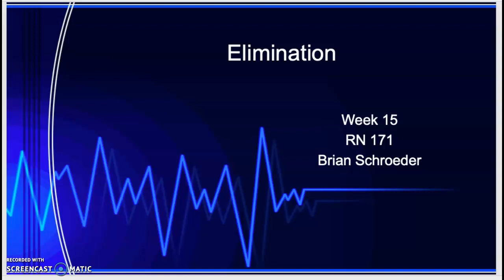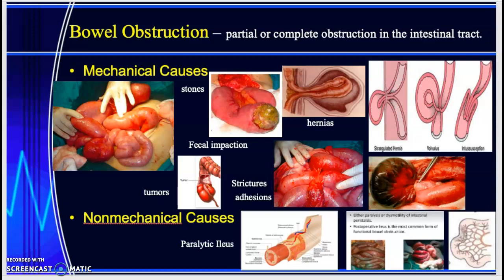Okay, so this is the first of a series of, I think, about three lectures here on the elimination lecture. And we'll start with bowel obstruction. And bowel obstruction can be partial or complete, and it can be caused by mechanical causes or non-mechanical causes.